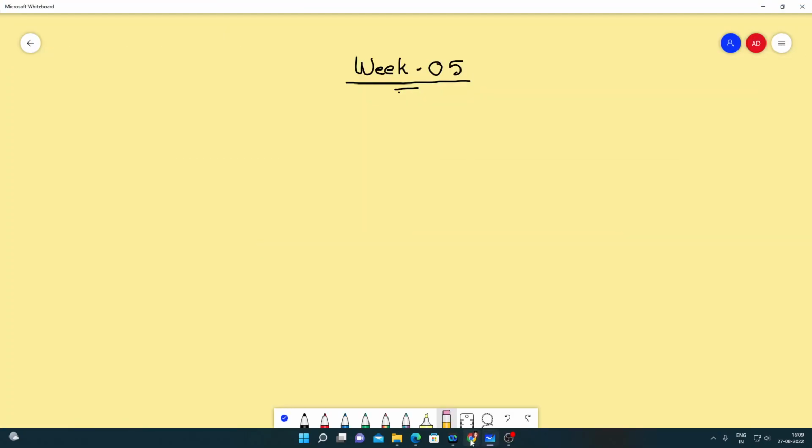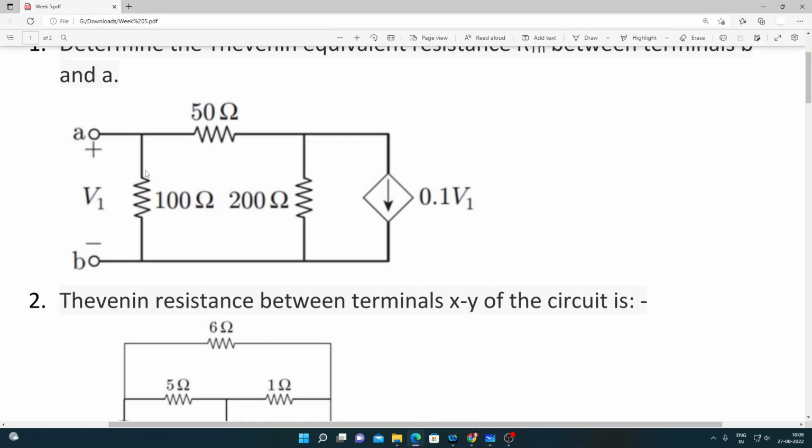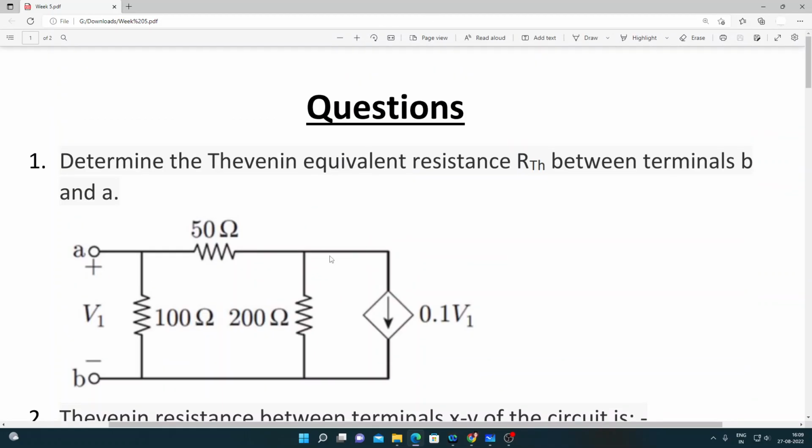So today we will be doing some earlier assignment problems. Let's start with this first problem. Here we have a circuit and we need to find out the Thevenin equivalent resistance. So let's note down the circuit.